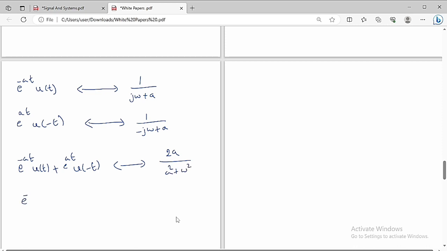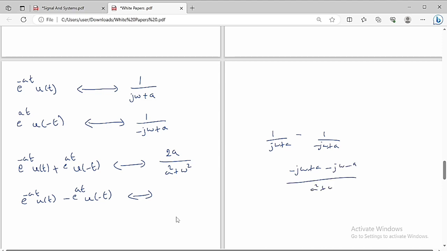Suppose I subtract: e to the power of minus at u of t minus e to the power of at u of minus t. Then I have to subtract the two transforms also. We get 1 by j omega plus a minus 1 by minus j omega plus a, which gives minus j omega plus a minus j omega minus a over a square plus omega square. The a terms cancel, so we get minus 2 j omega by a square plus omega square.